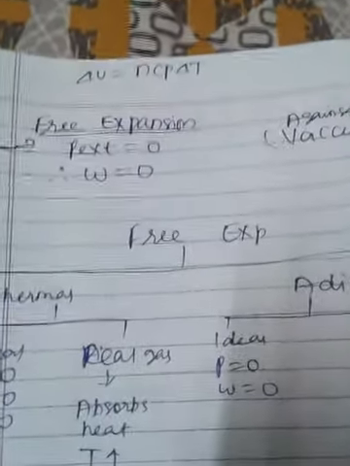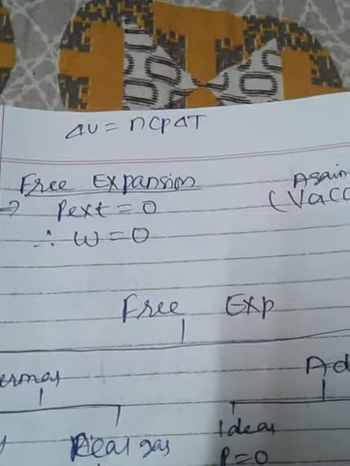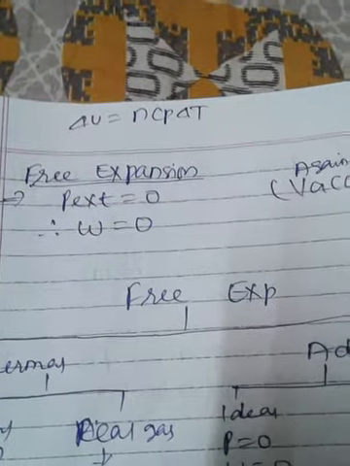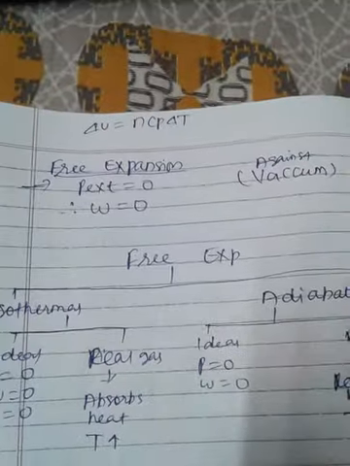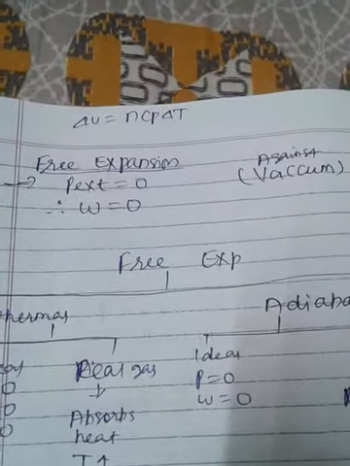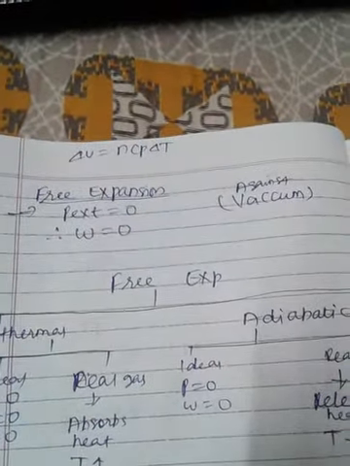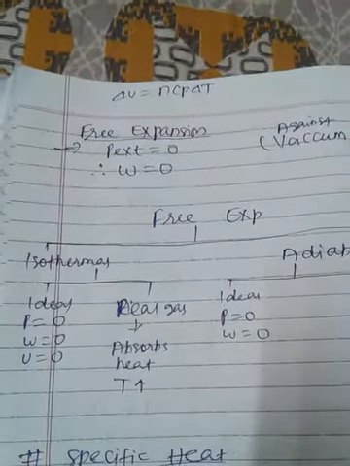Now again, there is free expansion. Now delta E is equal to n Cv delta T. Free expansion means there is no external pressure. It means that vacuum is there. So work done is equal to zero.